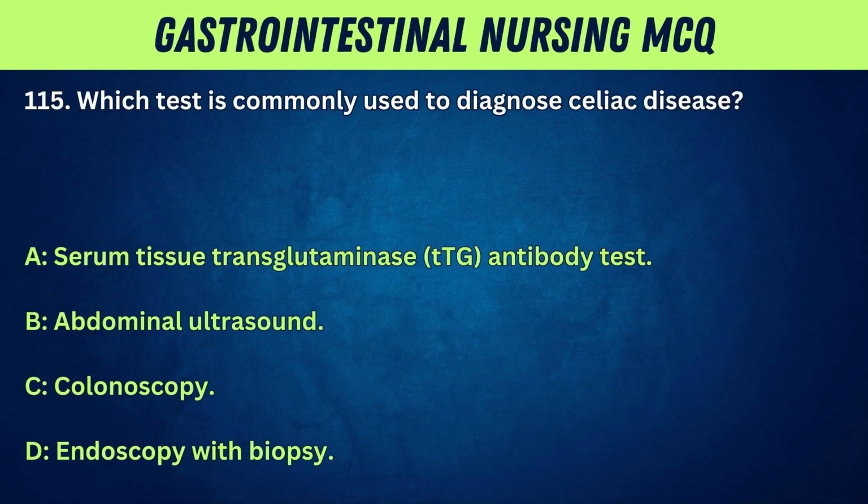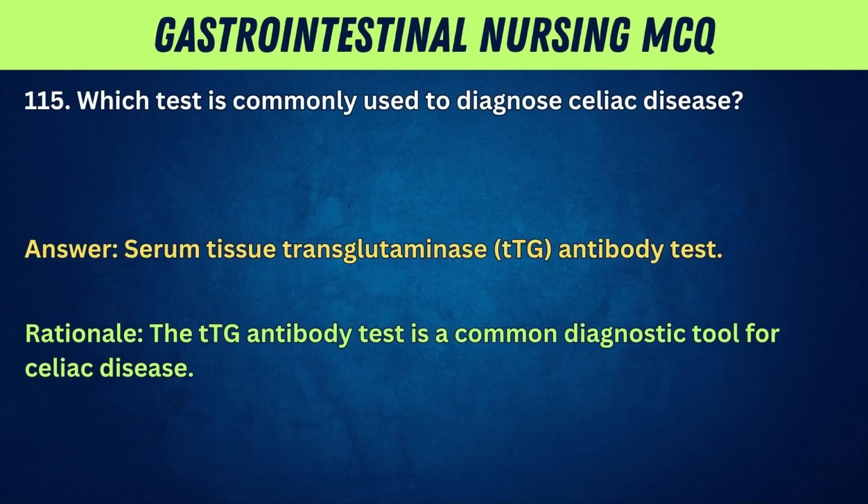115. Which test is commonly used to diagnose celiac disease? A. Serum tissue transglutaminase (TTG) antibody test. B. Abdominal ultrasound. C. Colonoscopy. D. Endoscopy with biopsy. Answer: serum tissue transglutaminase (TTG) antibody test. Rationale: the TTG antibody test is a common diagnostic tool for celiac disease.